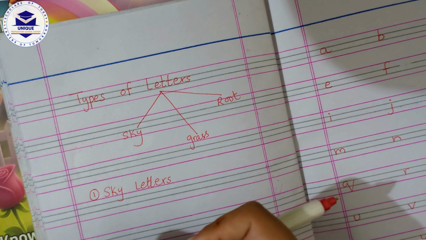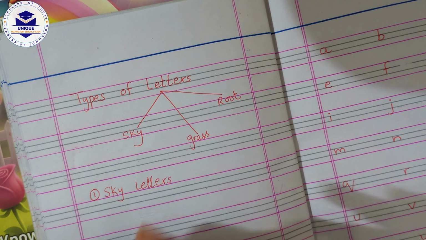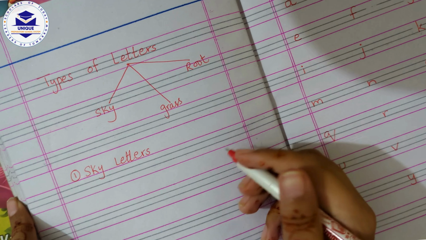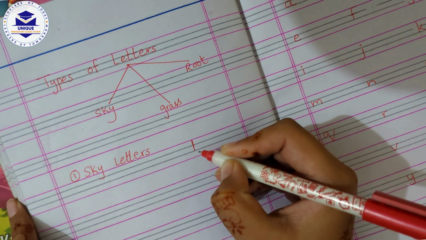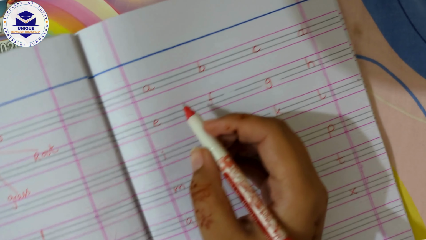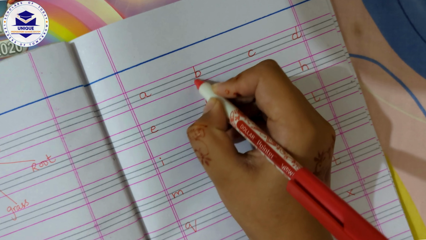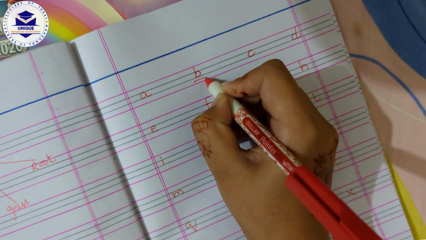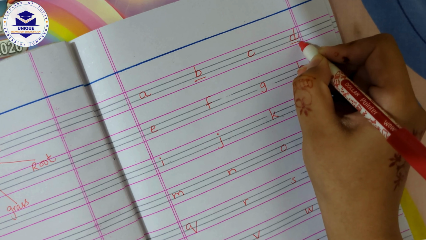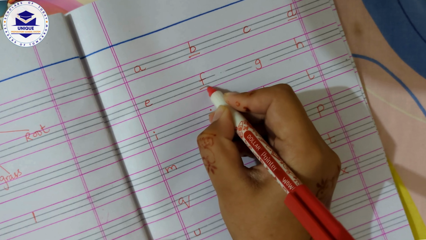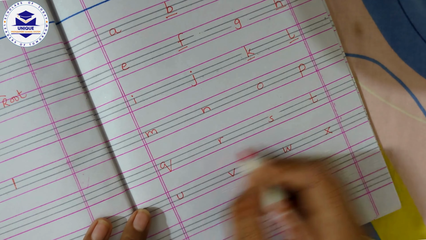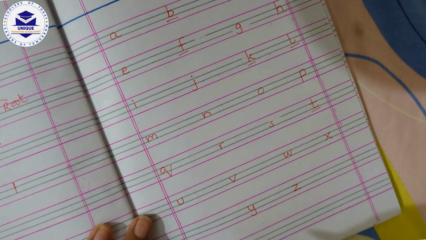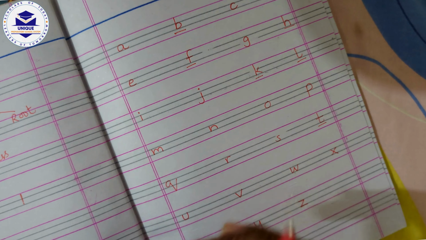Yesterday we studied about sky letters and today we are going to study another type of letters, which is grass letters. What we studied about sky letters: those letters which we write in the first three lines. We saw examples like B, which comes in the first three lines, right? So B is a sky letter. Then D also comes in the first three lines. F, H, L, K, T, these all are sky letters because they come in the first three lines.